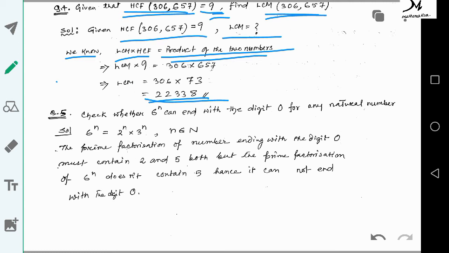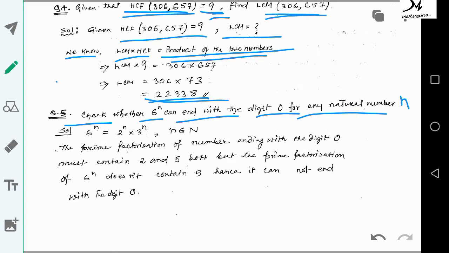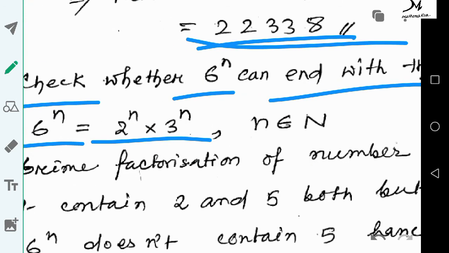Now the next question: check whether 6 to the power n can end with the digit 0 for any natural number n. Let us factorize 6 to the power n. It will be 2 to the power n into 3 to the power n. If you take n equal to 10, you will get 2 to the power 10, 3 to the power 10. If you take 100, then you will get 2 to the power 100, 3 to the power 100.